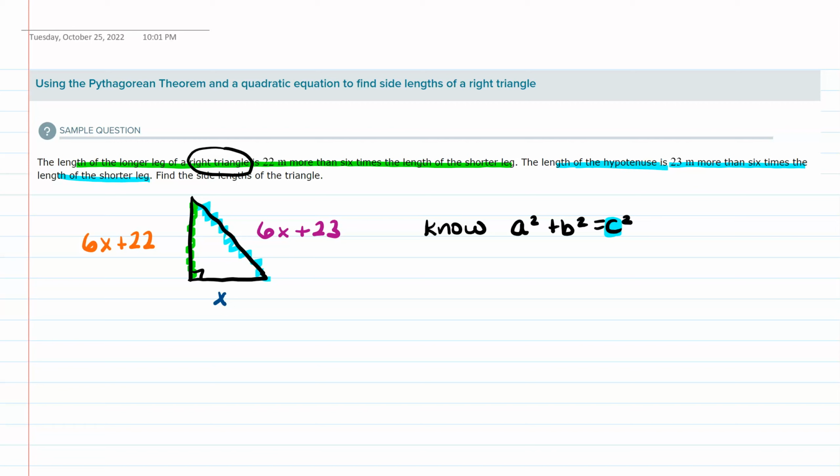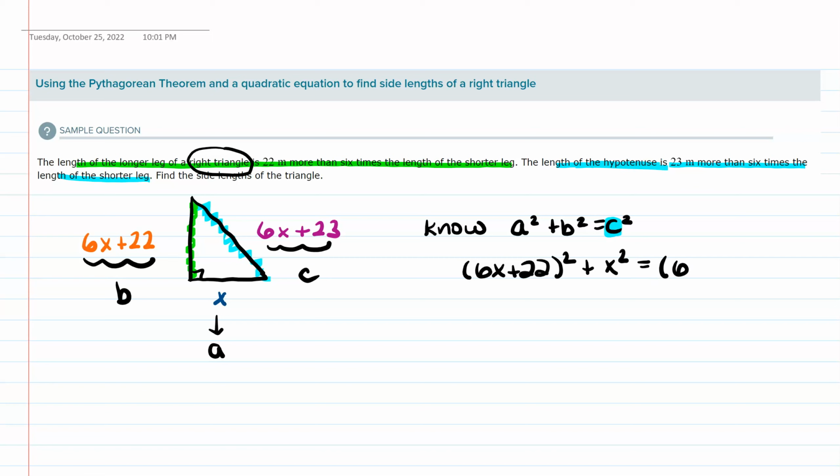So let's put those all together. We'll call this A, we'll call this B, and then this one has to be C. So we get 6x plus 22 squared plus x squared equals 6x plus 23 squared. I think I jumped the gun and labeled them wrong. It doesn't actually matter, but for copying purposes, it does.